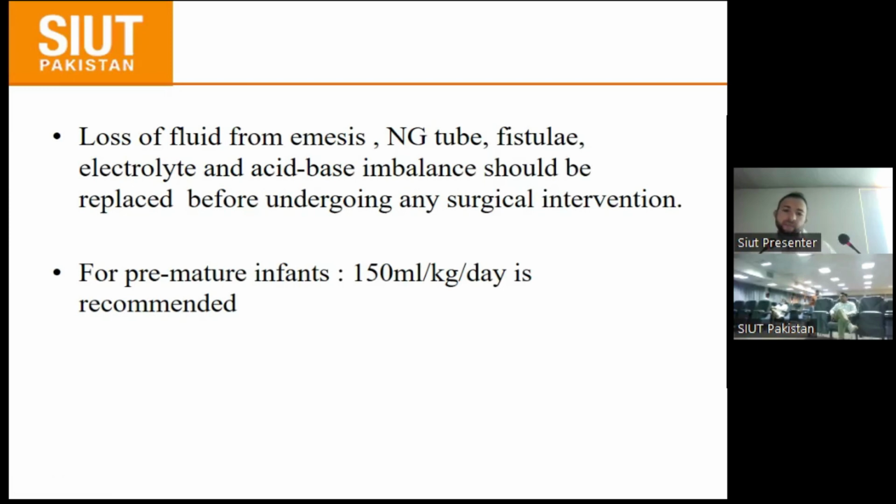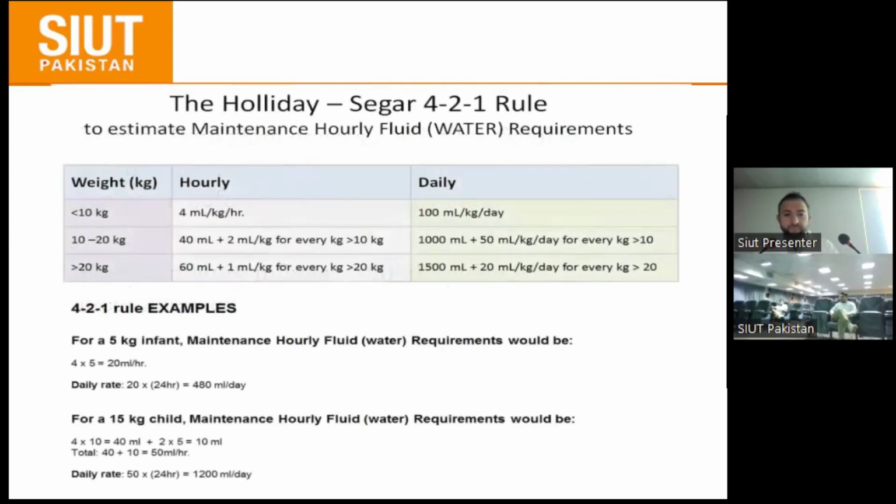Fluid loss can be from emesis, diarrhea, and fistula. Electrolyte and acid-base imbalance should be corrected before going to surgical intervention. For premature infants, 150 ml per kg per day is recommended. So this is the Holliday and Segar rule, the 4-2-1 rule: for the first 10 kg we give 4 ml per kg per hour, then for the next 10 kg 2 ml per kg per hour, and for each kg after that 1 ml per kg per hour.